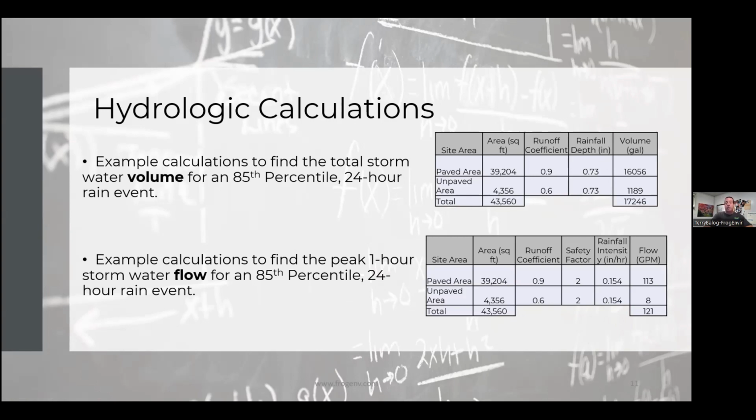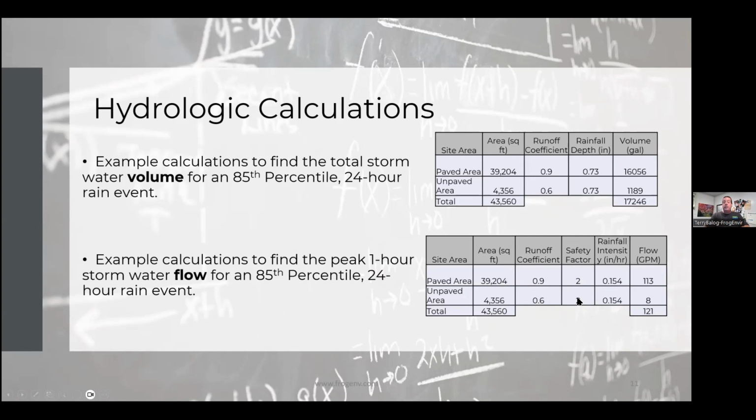That's about 20,000 gallons. The second type of calculation we use would be the flow-based, and that's to find the peak 1 hour stormwater flow for the 85th percentile 24-hour storm event. So in the first one, you're dealing with the volume of water. The second scenario is you just deal with a flow of water. So here's the same site, about an acre, with runoff coefficients.